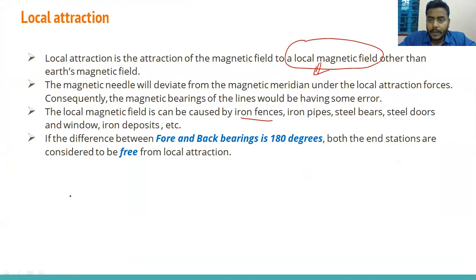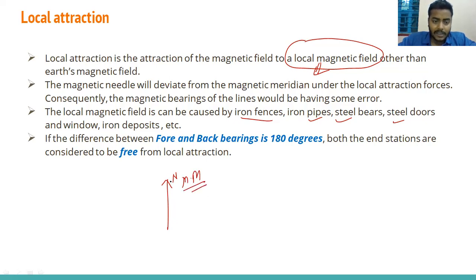Okay, I'm talking about the local magnetic field other than our surface magnetic field. So materials made of iron, like iron pipes, steel doors, windows. So this will affect your needle, right? A magnetic field develops between them, and the needle will be attracted towards the iron rods or iron pipes. So we'll find there is a deflection between these two places. So suppose this is north and we are calling this the magnetic meridian, right? Magnetic meridian.